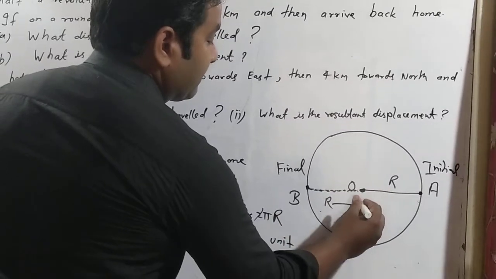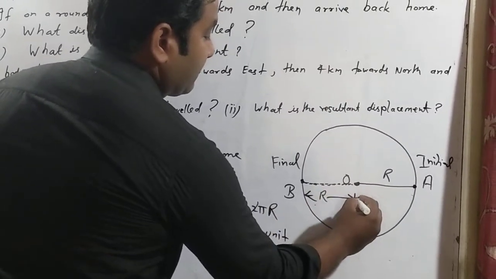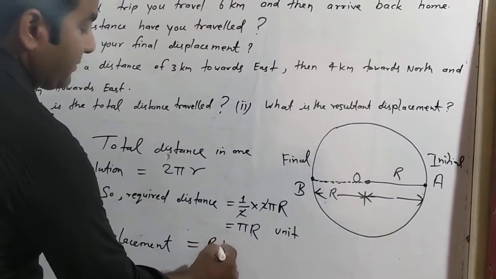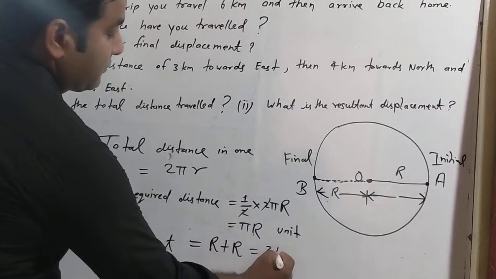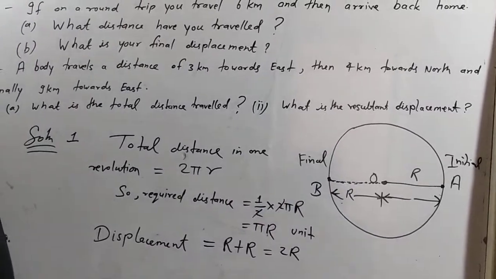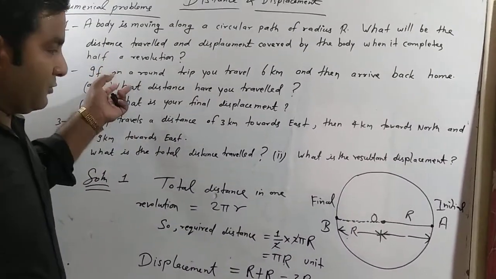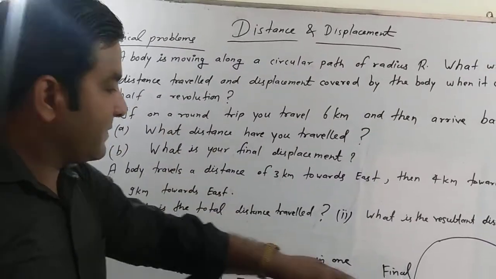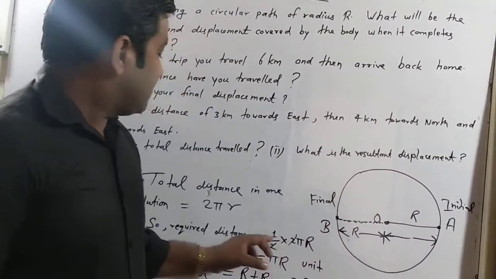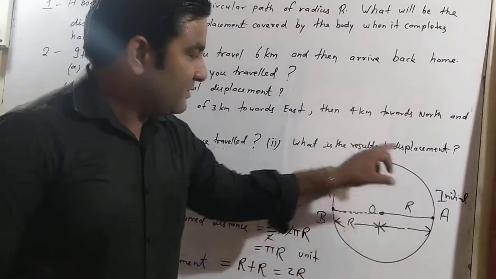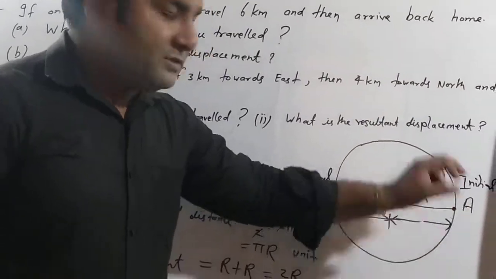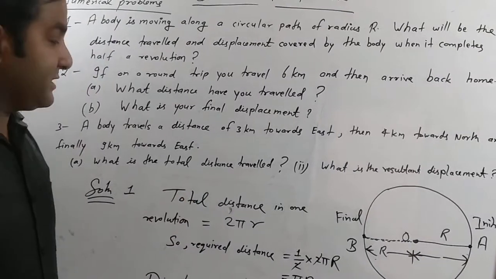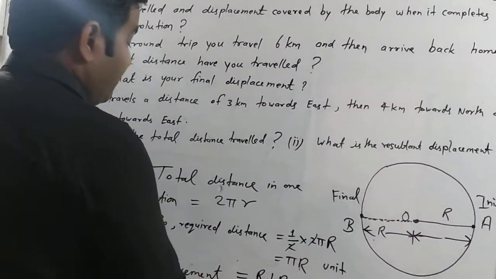So final and initial position, shortest distance, this is r, it is radius, this is also r radius. Then displacement is equal to r plus r is equal to 2r. Clear? Very simple. If the question is changed, that is in one complete revolution, then the distance will be 2 pi r and displacement will be what? That is initial and final position will coincide, then displacement will be 0. If such questions are, then you can change the value according to requirement.